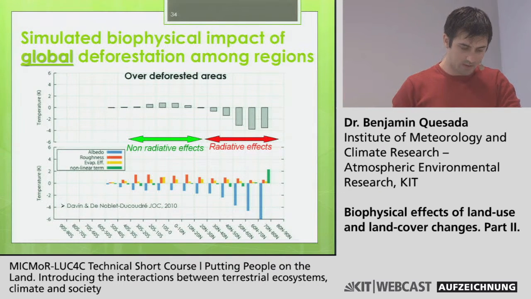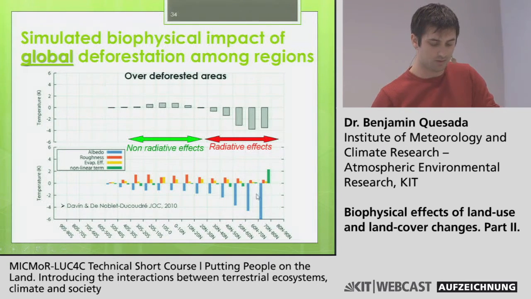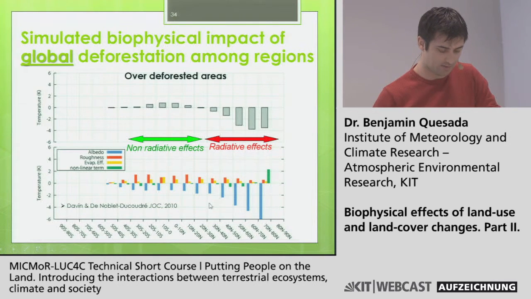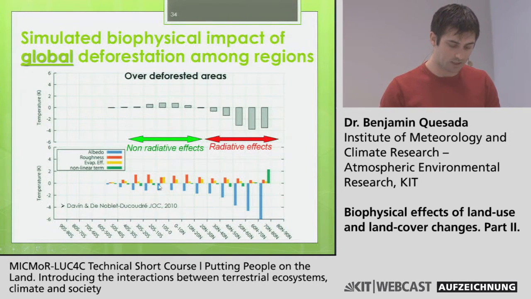We have seen that the relative contributions of these biophysical changes are different among the latitudes. The predominant effect at boreal latitudes is the albedo cooling due to deforestation. That dominates entirely the roughness and evapotranspiration efficiency changes, which leads to a small cooling effect over deforested areas. It's not the case around tropical deforested areas because the albedo contrast is not so high. You don't have the snow masking effect as in boreal latitudes. And the roughness and evapotranspiration efficiency, which are quite high in tropical forests, dominate the albedo cooling. So you have this small warming effect due to deforestation.